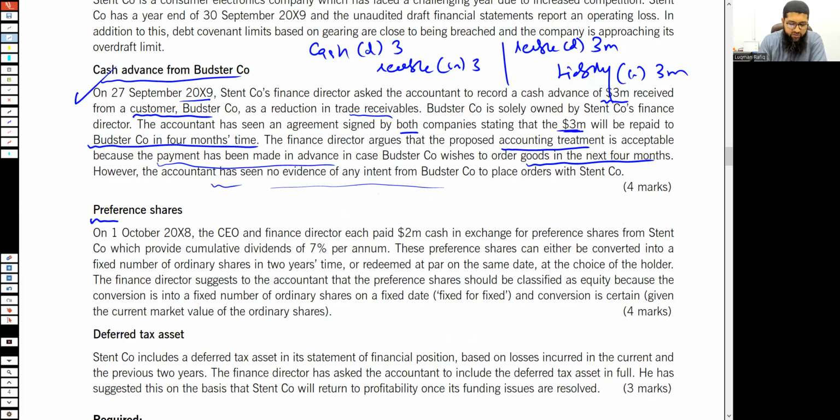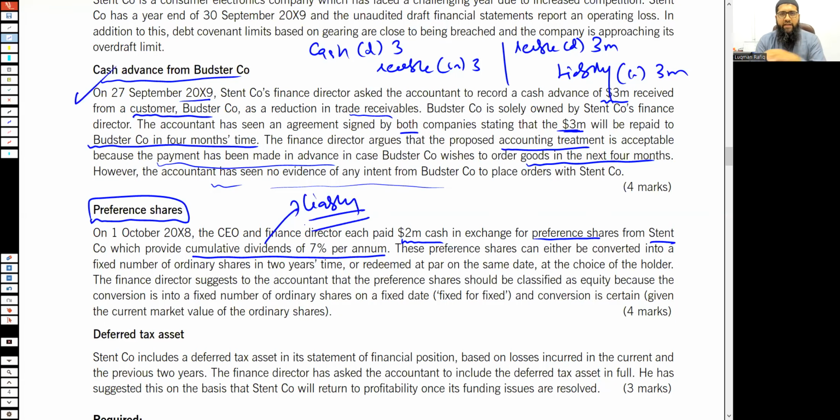Next is the preference shares. It says on 1st October, the CEO and finance director each paid $2 million cash in exchange for preference shares from the company, which provide cumulative dividends of 7% per annum. Generally speaking, if there are preference shares which provide cumulative dividends, they are classified as liabilities. These preference shares can either be converted into a fixed number of ordinary shares in 2 years' time or redeemed at par at the choice of the holder.